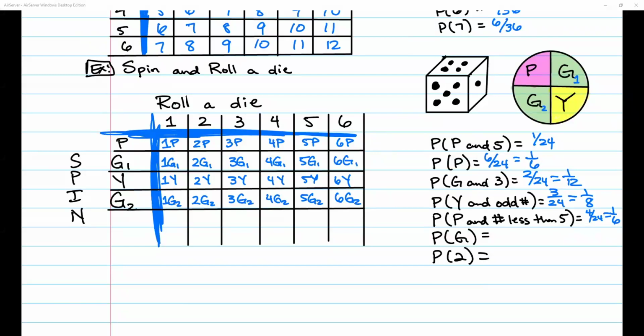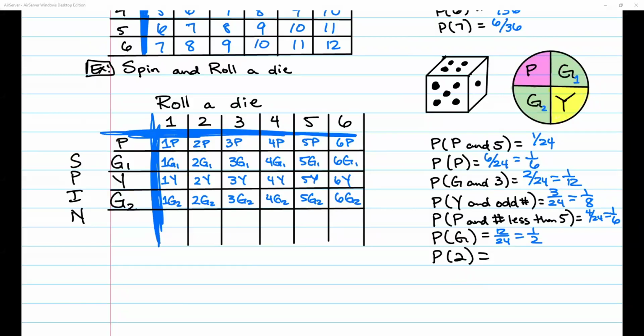All right, what's the probability that you get a green? Well, I just need it to be green. So none of these are green. All of these are green. I don't care what I got on the die. All of these are green. None of these are green. All of these are green. So it looks like it's 1, 2, 3, 4, 5, 6, 7, 8, 9, 10, 11, 12 out of 24 chance, which makes it a 1 in 2 chance. Half the time you're going to land on a green, guys.